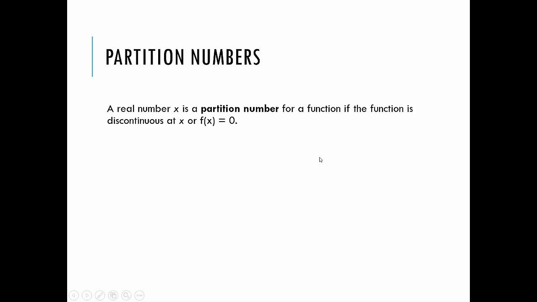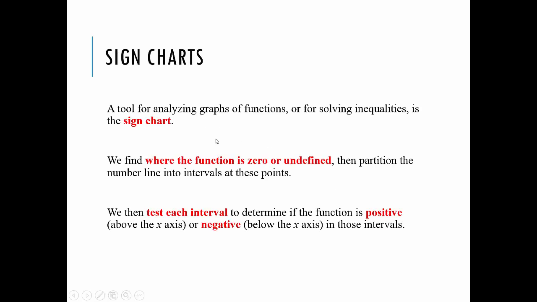means. A real number x is a partition for a function if the function is discontinuous at x or if f of x equals 0. So in other words, we can partition, we can use that x-axis. Again, f of x equals 0 means I'm on the x-axis. We can actually use that to partition our signs where we go from positive to negative. And so that's what we use a sign chart for, is for analyzing graphs of functions.